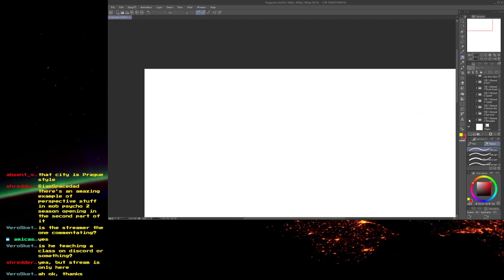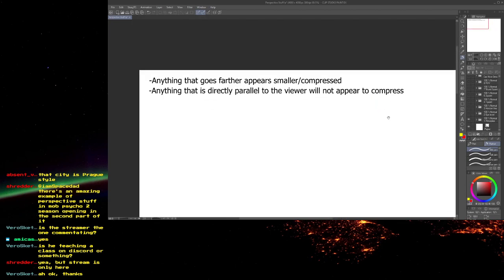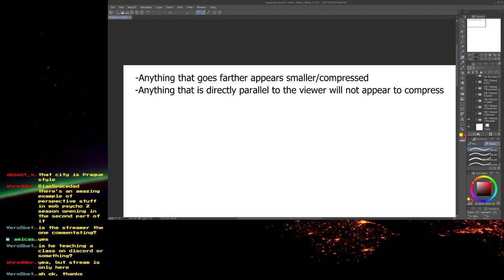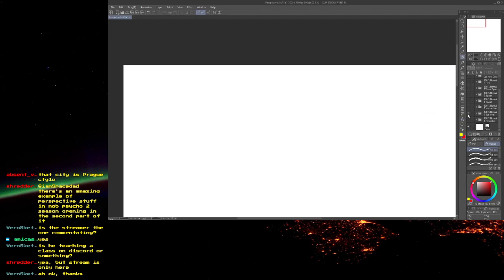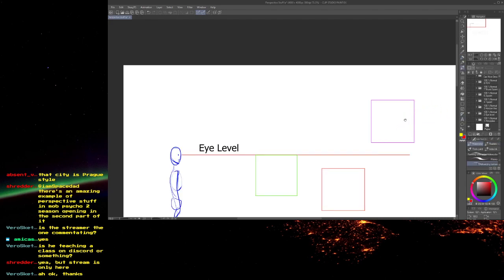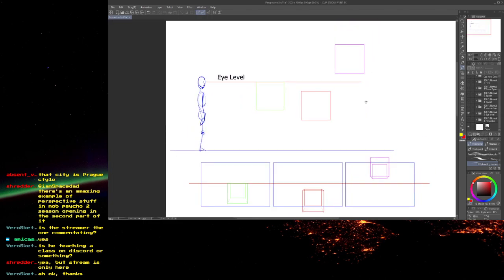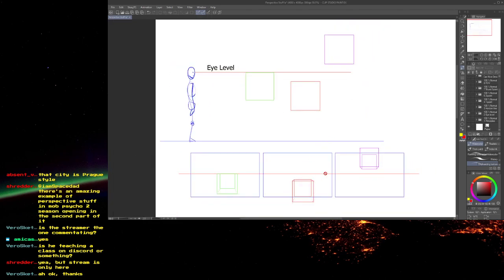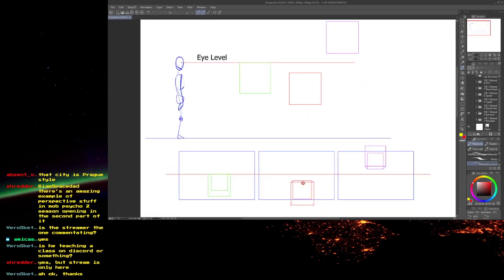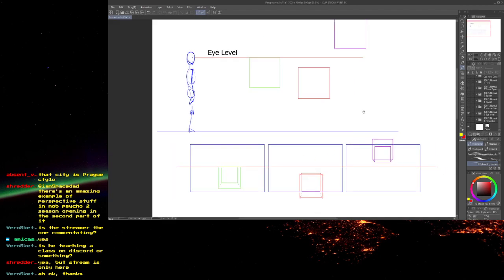So, first thing we did, we went over these two principles. Everything that you do in storyboarding and using perspective is going to be driven by these two principles. Anything that goes farther away appears smaller and more compressed, and anything that is directly parallel to the viewer will not appear to compress. That means you have to keep in mind the eye level of things and how you can see the sides or the tops of things depending on the horizon eye level, or of course how close it is to the vertical line.